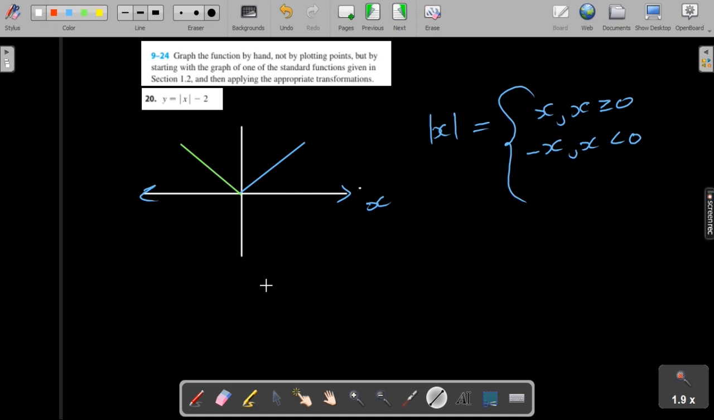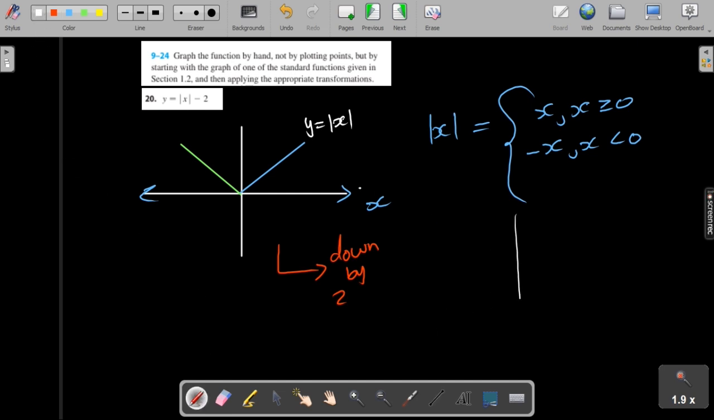Now, this is our starting point, or the standard function which we're going to use. And let's see what happened to it. So we are subtracting 2. This is a shift. So we're moving down by 2. So the resultant function would be the following.